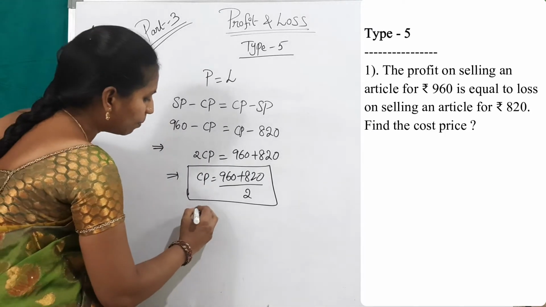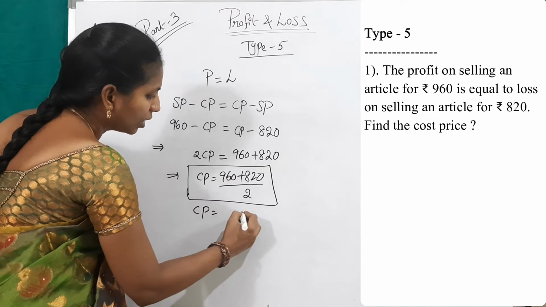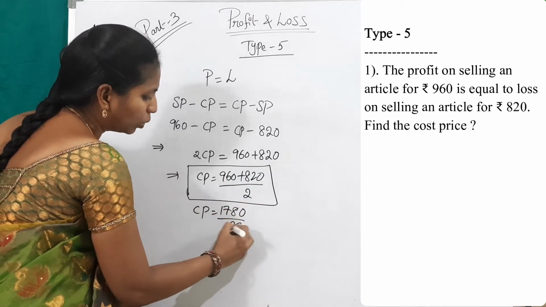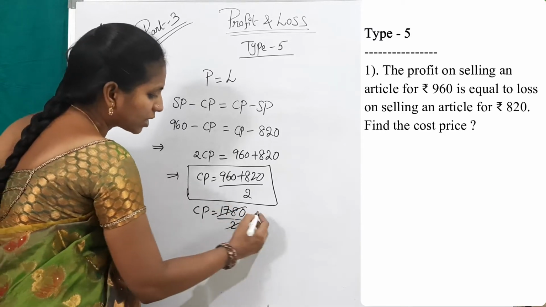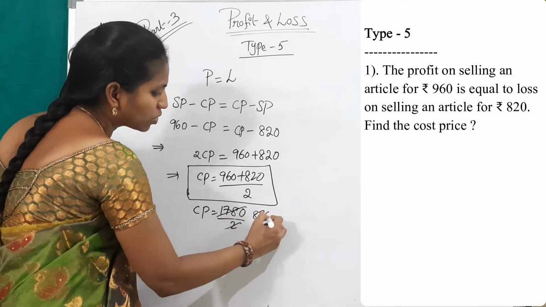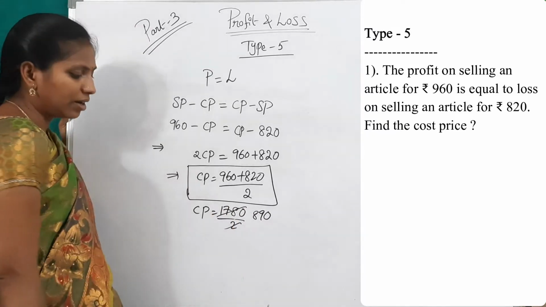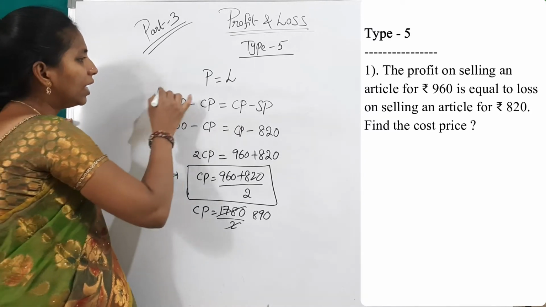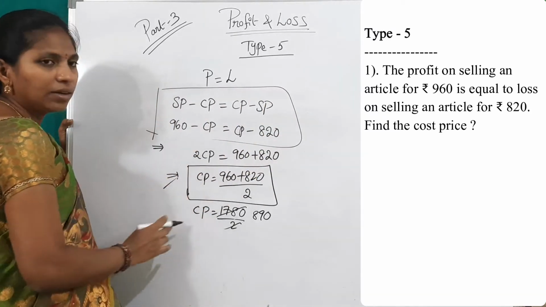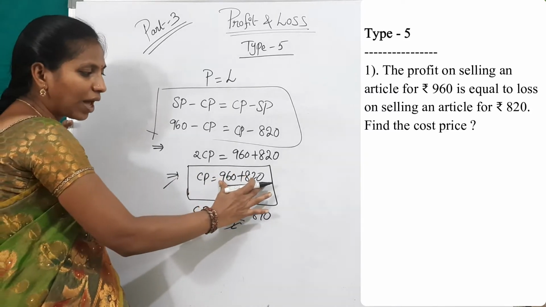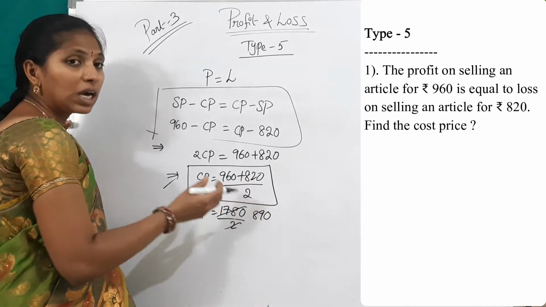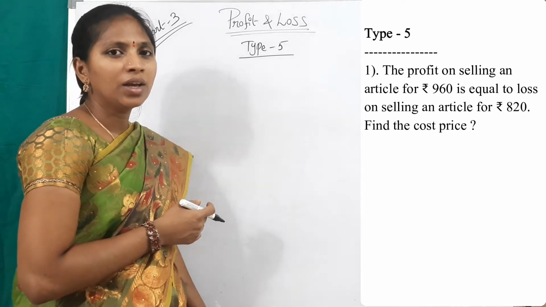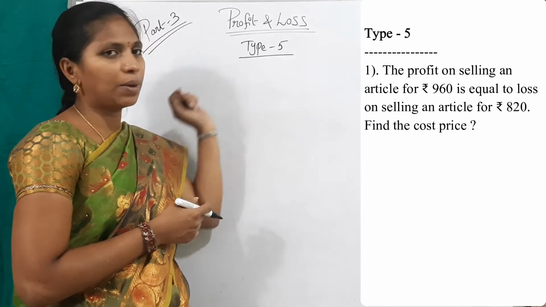Now calculate. CP equal to what? 1780 by 2. Then 8 times 9 is 0, the result is 890. The cost price equal to 890. Without writing these steps, directly take this one. Add given values then by 2. This is called arithmetic mean. Do watch second and third questions also, then you will get clear idea about this type 5.